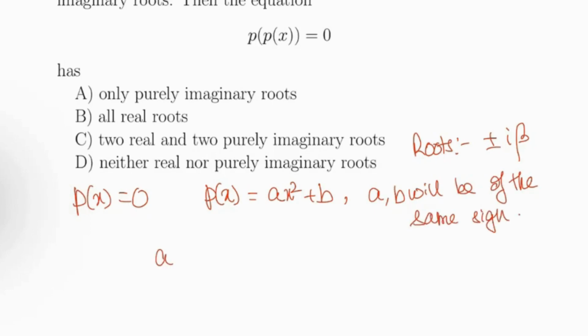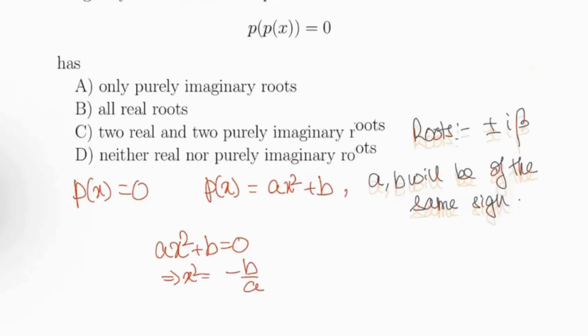So there will be no x term. It will be ax square plus b equals to 0. Then we can say x square equals to minus b by a. Now, if a and b are of opposite signs, then this minus b by a will be a positive quantity, and x square will have a real solution. So for the solutions to be purely imaginary, a and b have to be of the same sign. That is, either both a and b are positive or both are negative, such that minus b by a is a negative quantity. That's why a and b will be of the same sign.